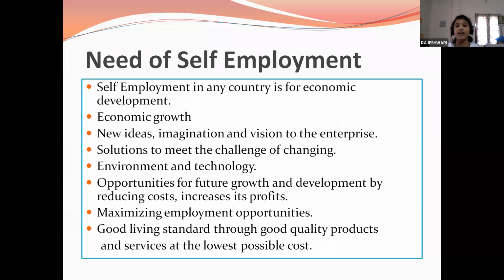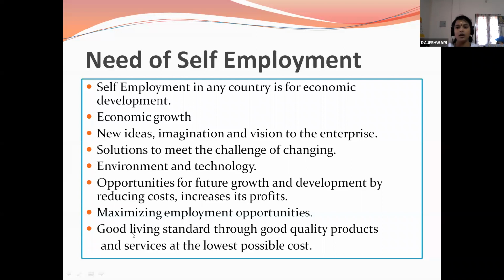And as we create that product more and more, the product rate will automatically be reduced. So it will be easily available to our people, and they will purchase more. So the economic development, as well as our profit, is also more. And maximizing the employment opportunities is a very important point in self-employment.